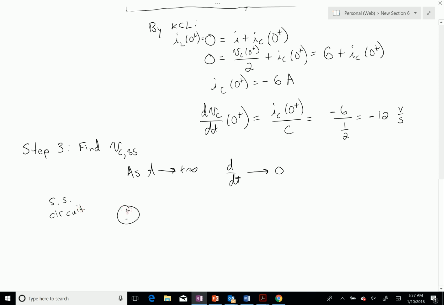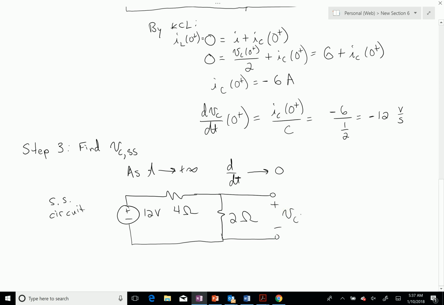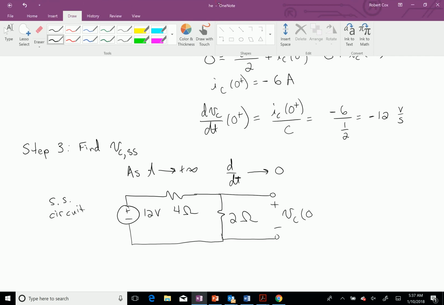simply 12 volts, 4 ohms, 2 ohms, like that. And because there's no current in that capacitor, I don't need to even worry about it. So I can say, oh, not V_L of 0. Careful.